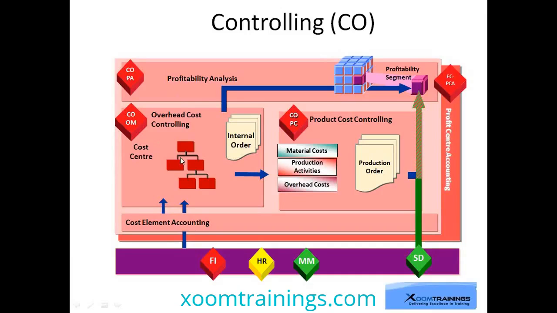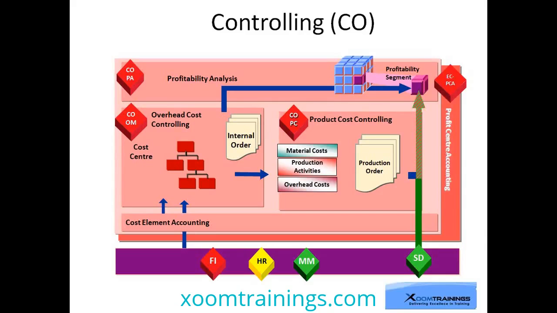What is cost? Indirect labor and overheads. Here, which includes cost element, material cost, production activities and overhead cost. These and all come under overhead cost controlling.